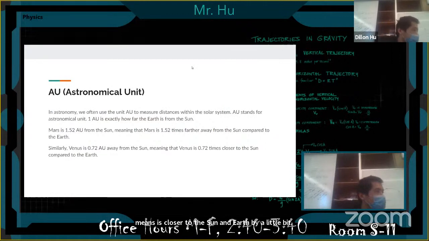So the general idea is basically AUs are the units we use to measure distances in space. 1 AU is just how far the Earth is from the sun. And so if something is 2 AUs away, it means it's twice as far away from the sun as the Earth is.